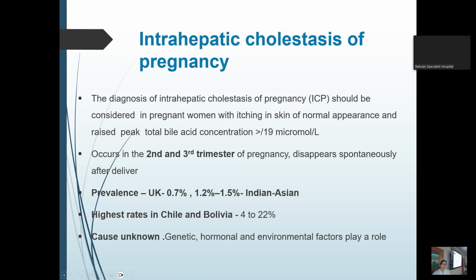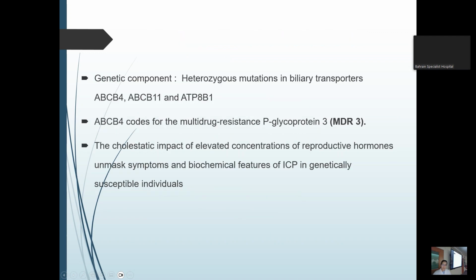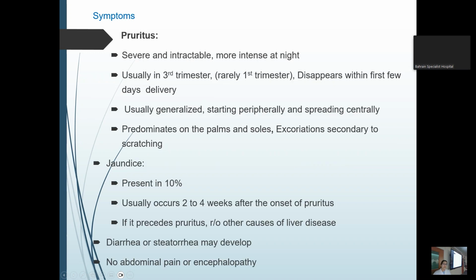The cause is unknown. Genetic, hormonal, and environmental factors play a role. The genetic component is a heterozygous mutation in the biliary transporters, that is ABCB4, ABCB11, and ATP8B1. So they code for the multidrug resistance P-glycoprotein 3, called MDR3. There is a cholestatic impact of the elevated concentration of reproductive hormones. They unmask symptoms and biochemical features of ICP in genetically susceptible individuals.